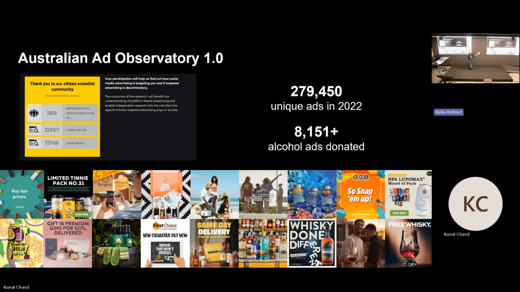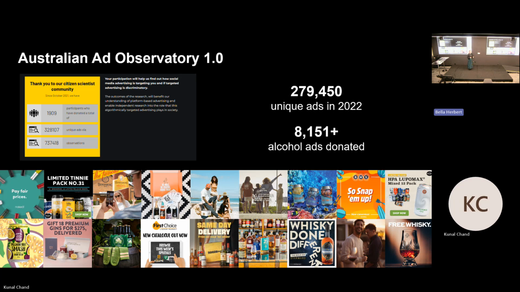This is version 1. And in version 1, we had a browser plugin that research participants could install on Chrome or Firefox, and it would computationally snip out their advertising as they scrolled their Facebook feed in the browser. It does that rather than using screen capture like the mobile app. It actually is able to use the tags in the browser to identify what's an ad and what's just an organic post on Facebook.